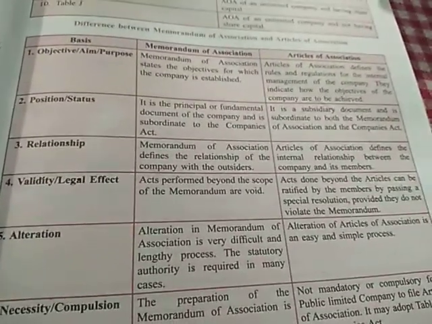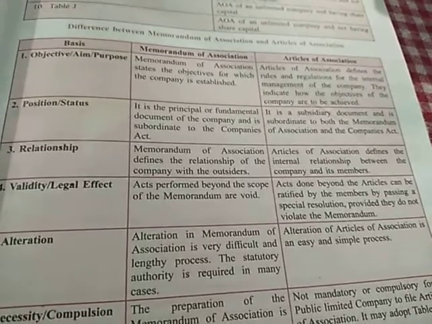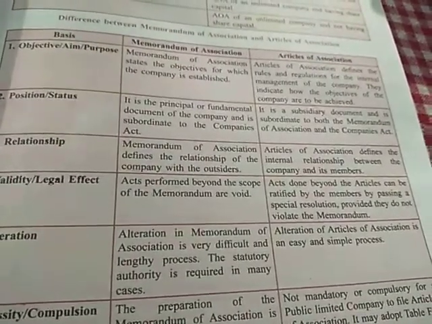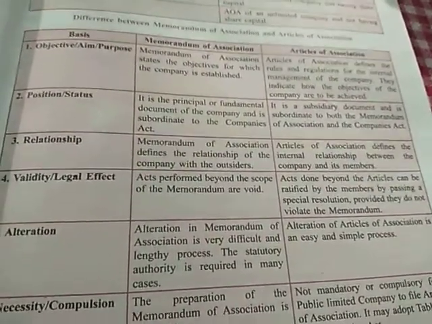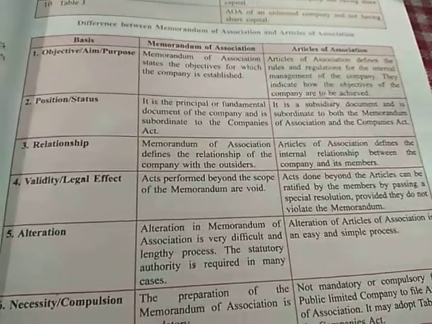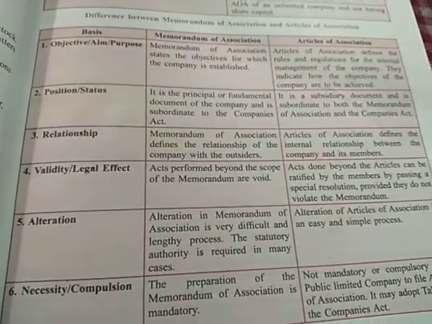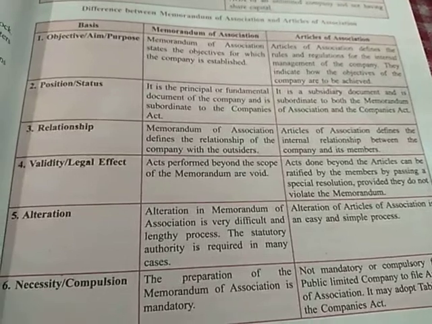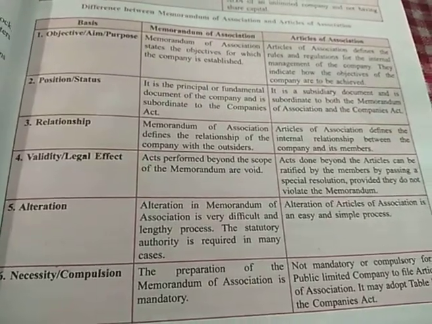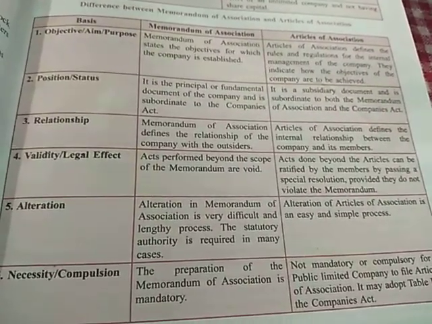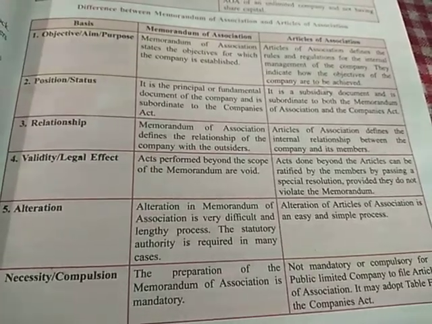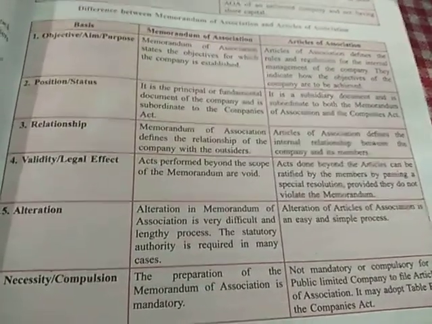Relationship. Memorandum of association defines the relationship of the company with outsiders. Article of association defines the internal relationship between the company and its members. Next is validity or legal effect. Acts performed beyond the scope of memorandum are void. Next, acts done beyond the articles can be ratified by the members by passing a special resolution, provided they do not violate the memorandum.